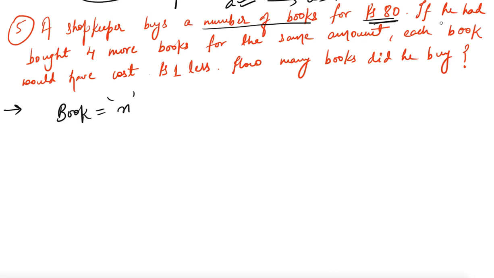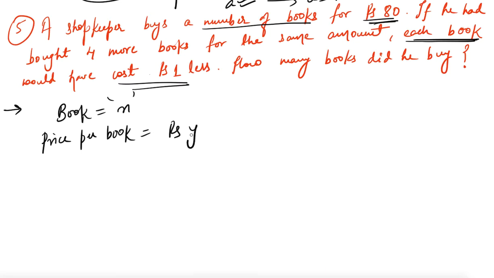Okay, and if he had bought 4 more books for the same amount, each book would have cost rupees 1 less. Now there is one more unknown, the price of each book, that is the unit price of the book. So I'll assume that the price per book is rupees y. So now reread the question. A shopkeeper buys a number of books for rupees 80. So if I multiply number of books into price per book, I'll get the total amount, that is 80. So this is my first equation, n into y is equal to 80.